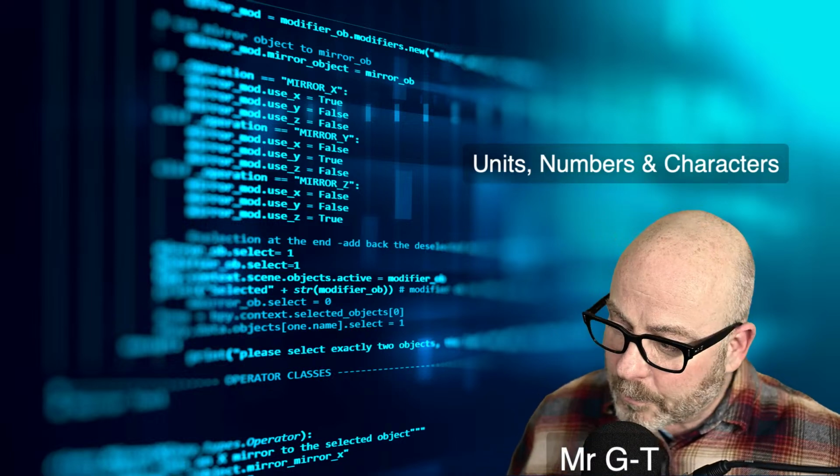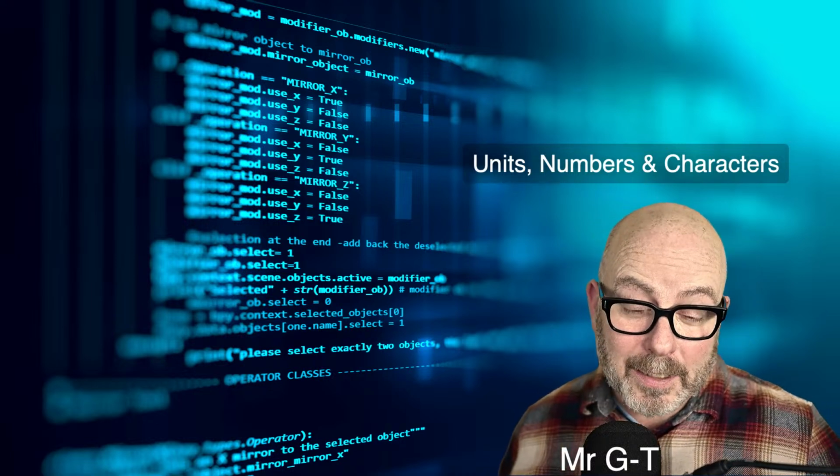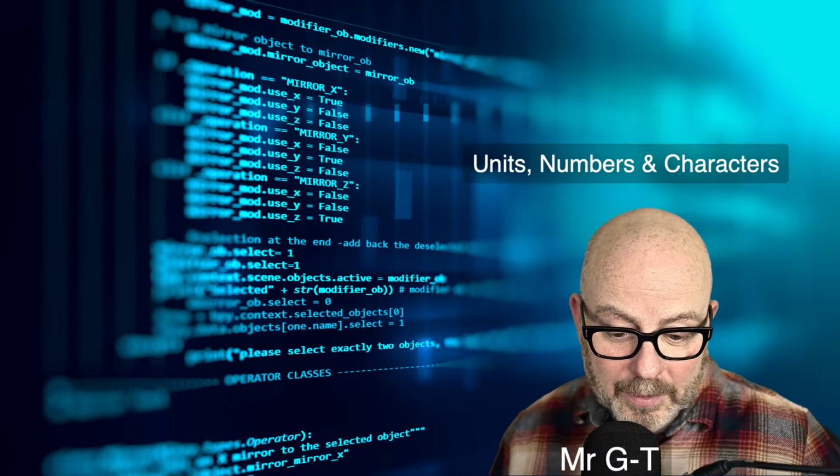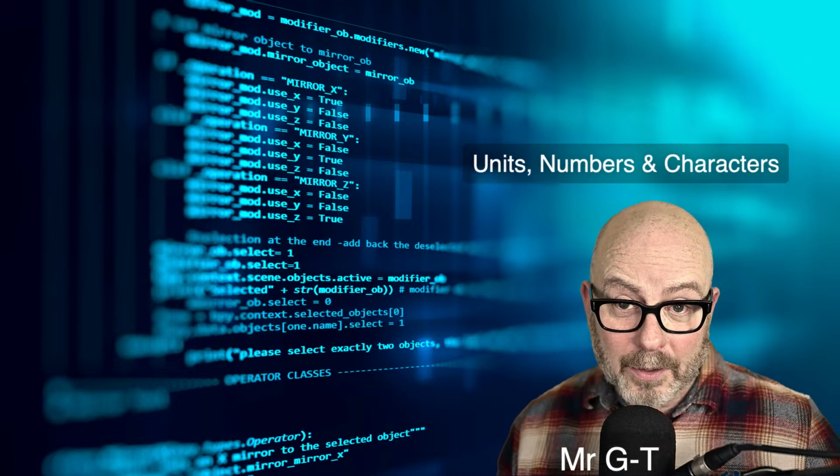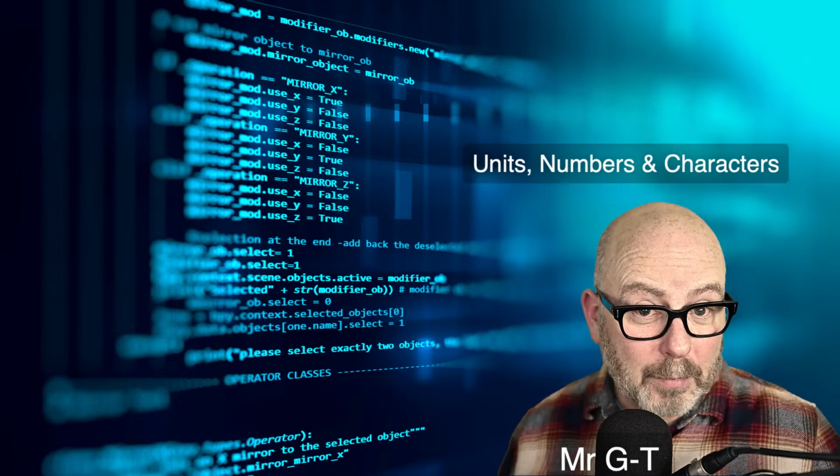So today's job is units, numbers, and characters. There's quite a lot to cover, but it's one of these areas in Unit 1 where you can really pick up some marks quickly.